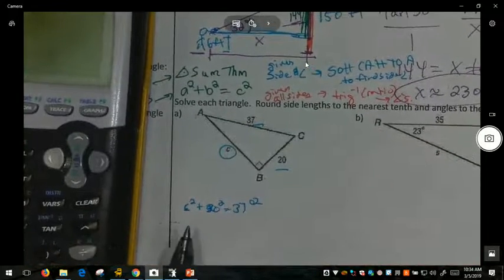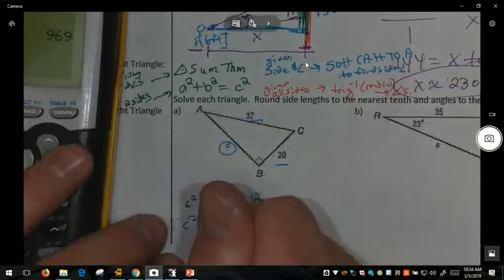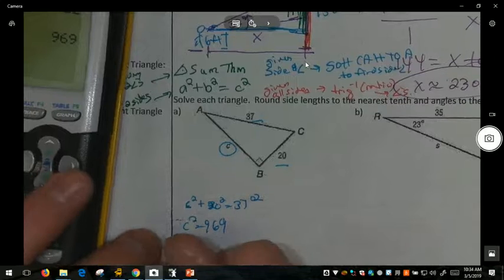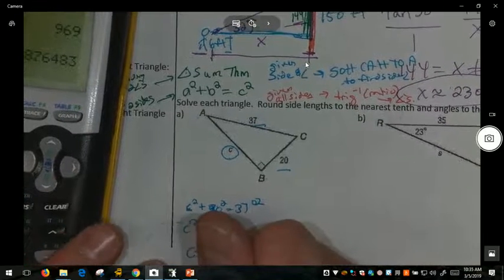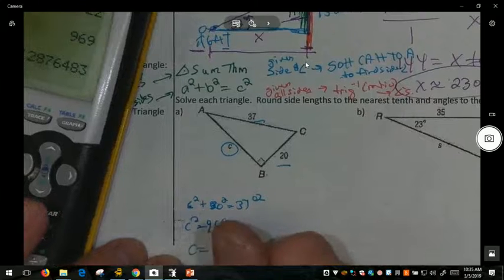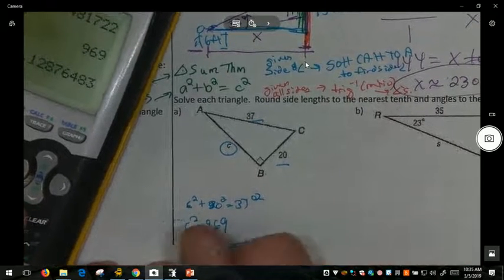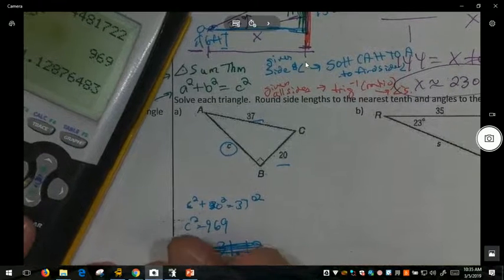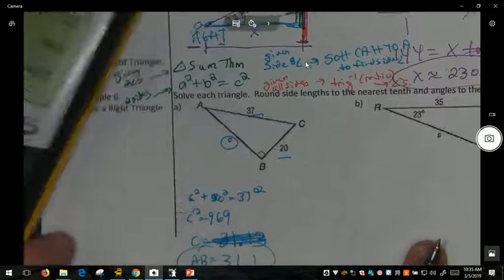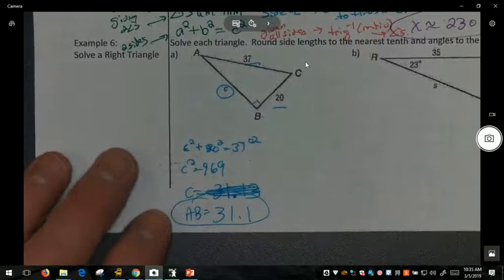37 squared minus 20 squared is 969. They didn't say simplest radical form, so I can just do the square root. I don't have to break down the 969. It's 31.13 when I round to the nearest, oh, it said nearest tenth. Okay, sorry. 31.1 to the nearest tenth is the length of side AB. Length of side AB is 31.1. All I did was Pythagorean's theorem to find that.